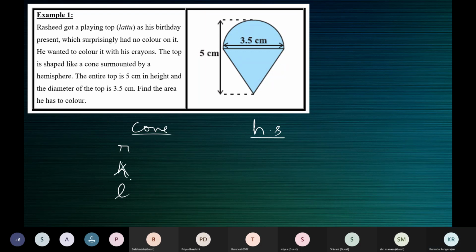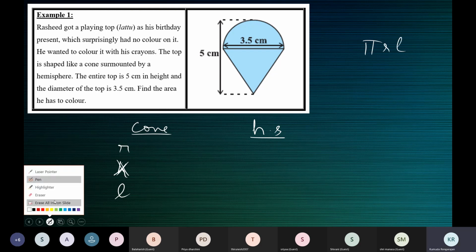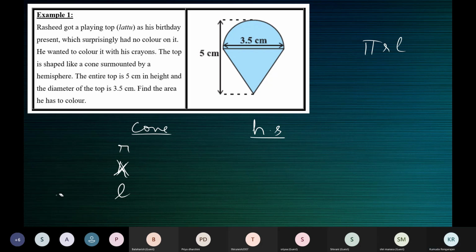The formula for the area is pi r l. We'll just write the radius and height, because using r and h only you can find l. This is what you should do first. For the cone, what is the radius? What is the height? What is the slant height? For the hemisphere, what is the radius? For a hemisphere, you need only r. If you have r, you can answer any question.